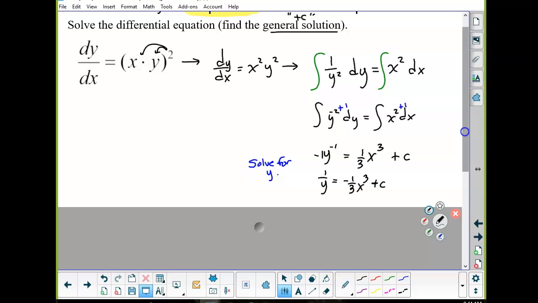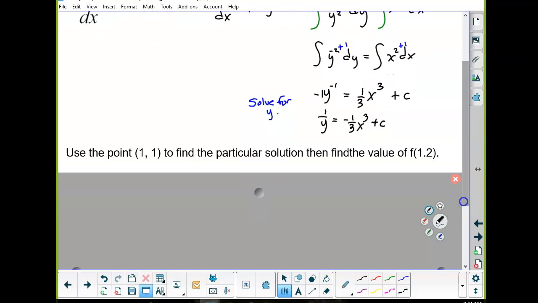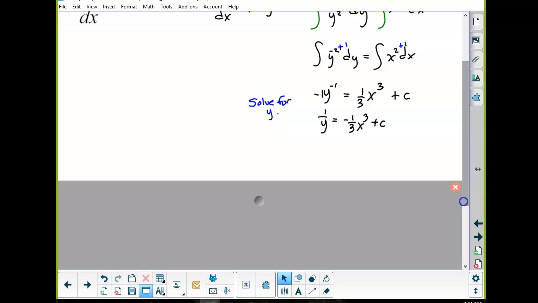But notice how I put 1 over y. Well, where did that come from? That came from this negative 1. So I did kind of 2 steps in one. But I don't have y by itself right now. What I have is 1 over y. So you can always do this. I can always take one complete side and divide it by 1.